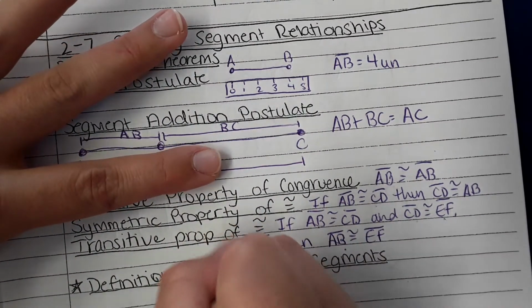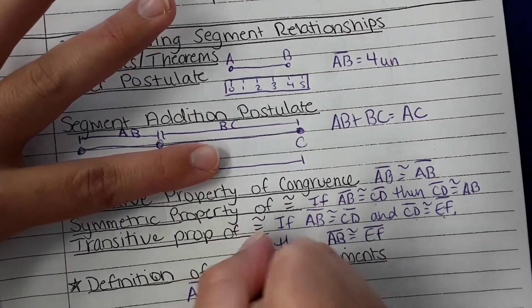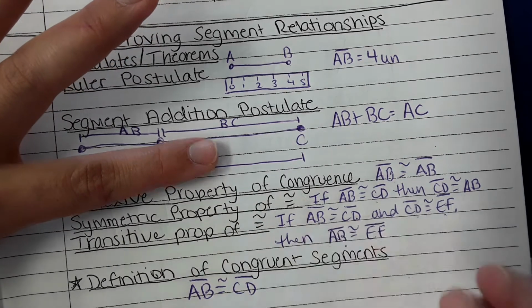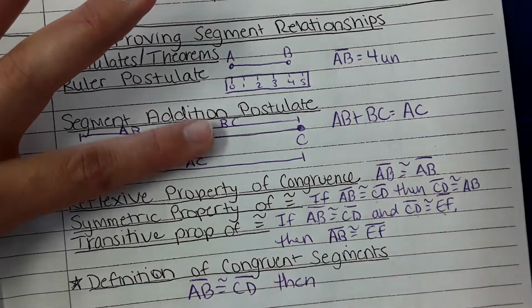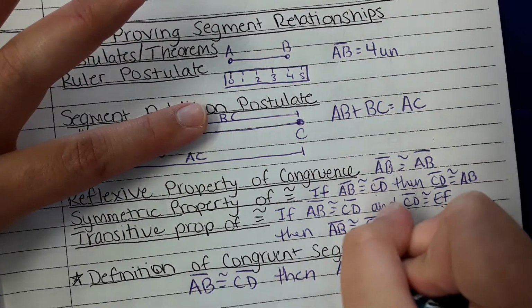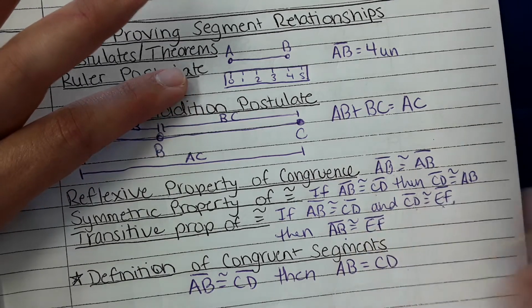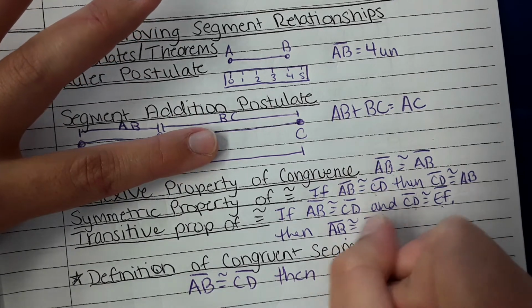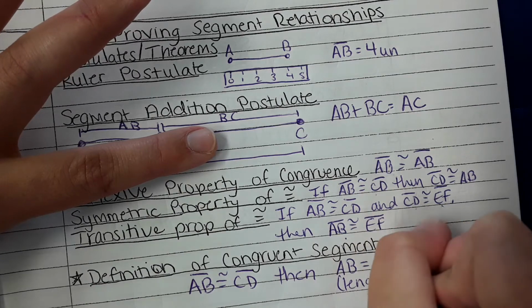Definition of congruent segments, this came up yesterday as well. If you have AB is congruent to CD, then AB is the same length as CD. So when it has an equal sign, it's specifically referring to just the length.